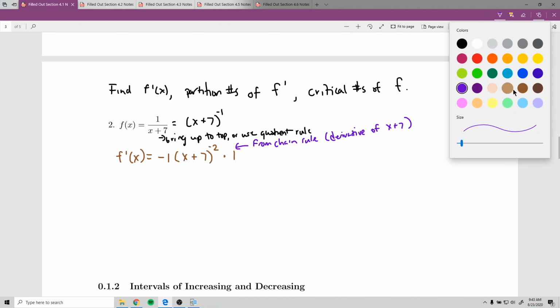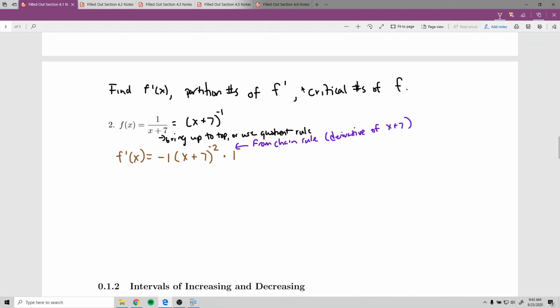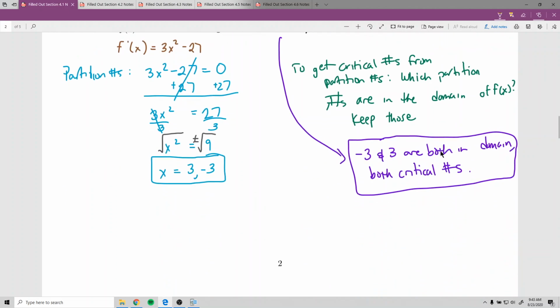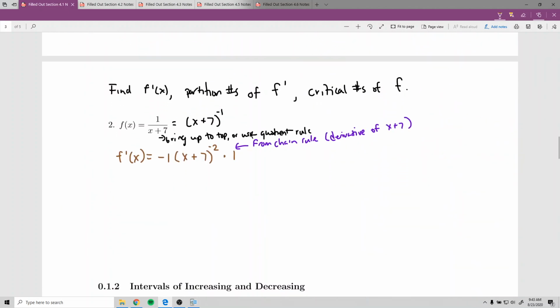But when it comes to critical numbers and partition numbers, keep thinking about what we're going to do. When we have a fraction, we set the top and bottom equal to 0 and solve. Whenever you deal with negative exponents, it's not obvious how to solve unless you make the exponents positive. So I'm going to make this exponent positive by bringing it back down. So I got a negative 1 on top, times 1 doesn't change it. And then the x plus 7, I'm going to square that because I'm changing the exponent back to positive.